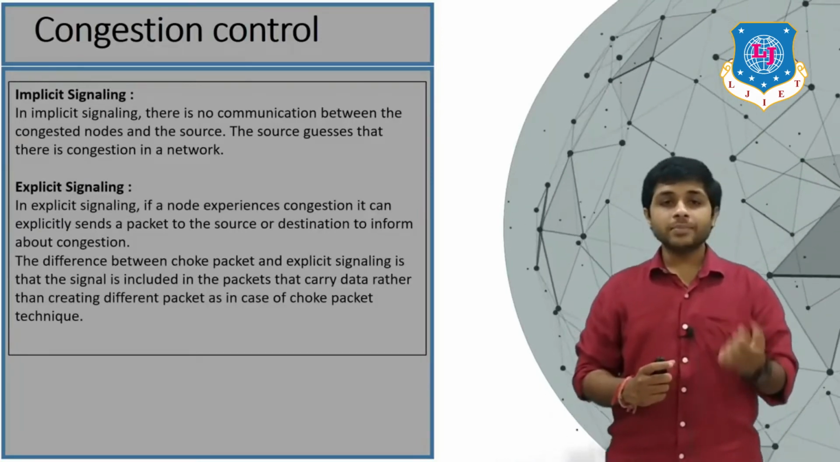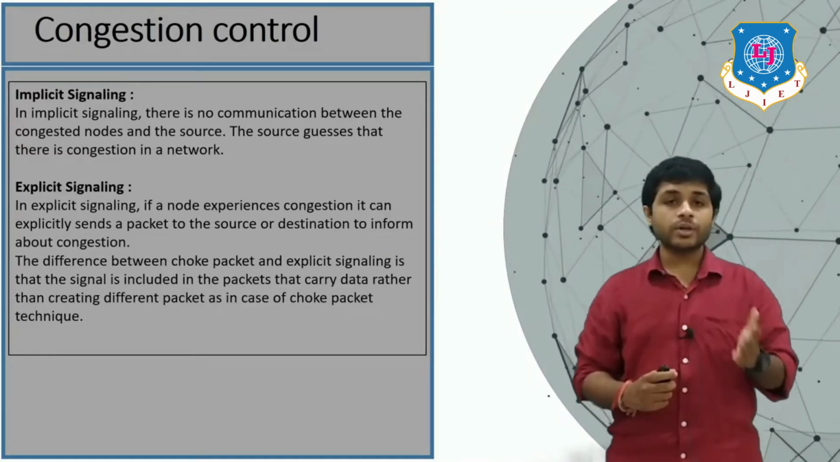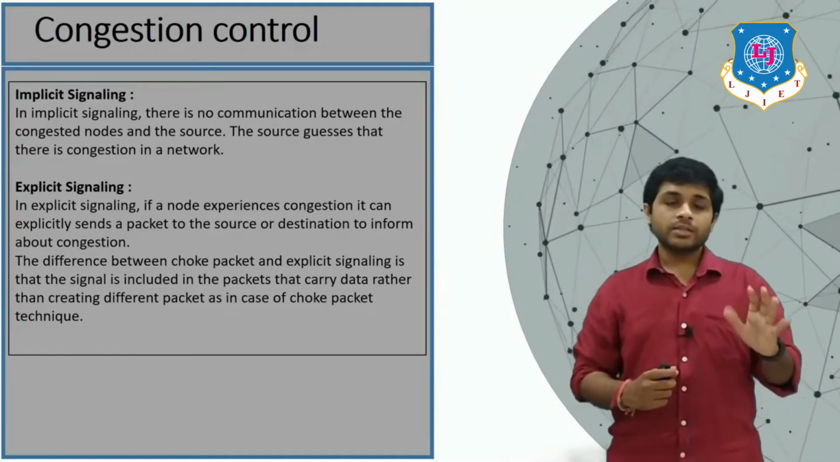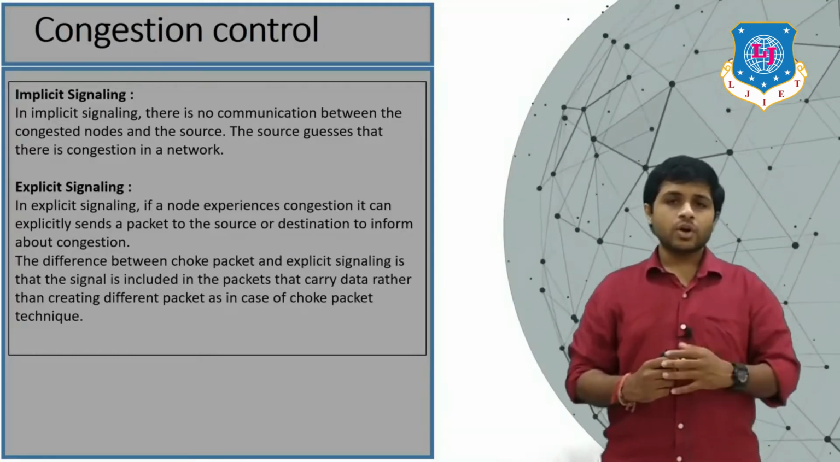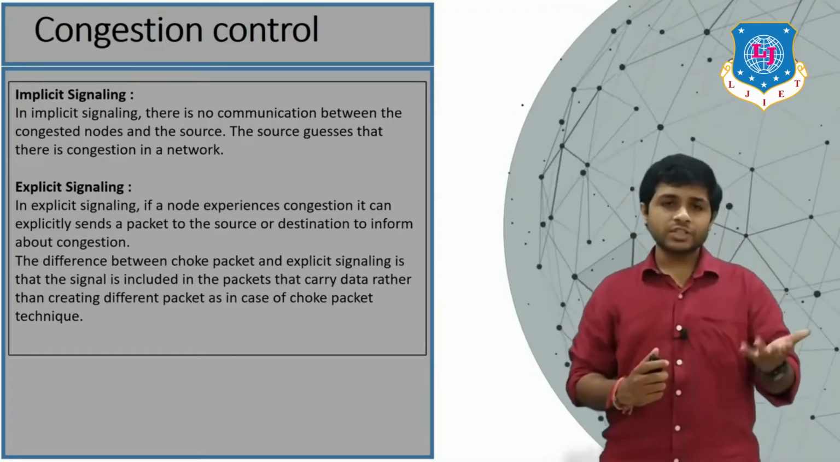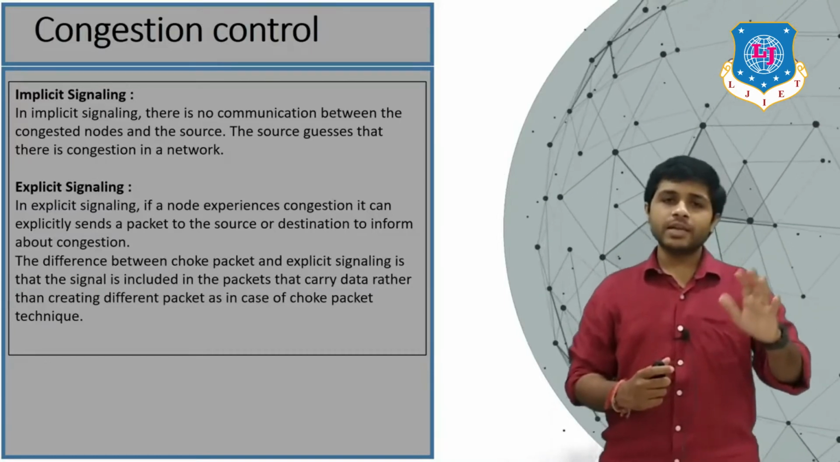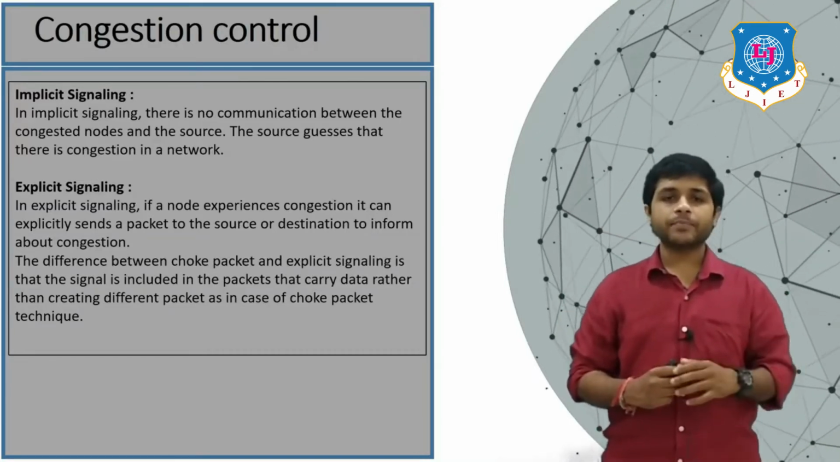The next type is the implicit signaling. In the implicit signaling, there is no communication between the congested node and the source. So the source assumes that there might be a possibility of congestion in the network. So the source will send packets at a very low rate, or it will send packets after some time.